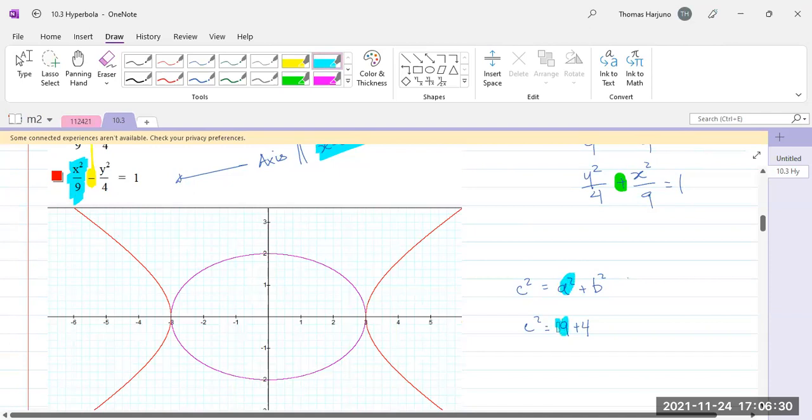The a squared is 9, and the b squared is 4. So c squared equals 13, so c equals square root of 13. That's less than 4, more than 3, approximately there. So the foci will be (square root of 13, 0) and (negative square root of 13, 0).